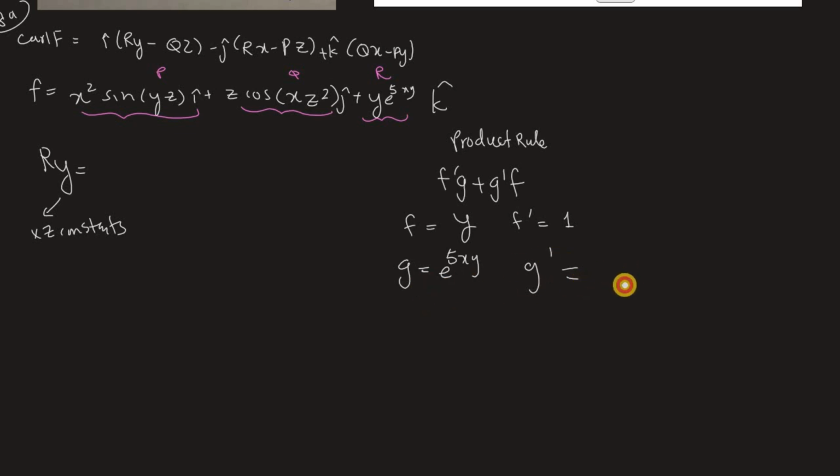So g prime, it's the same thing. First of all, it's the same thing, e to the 2x. So the derivative of e to the 2x is e to the 2x, and then multiply by the inside function. So what is this inside function? 2x. And the derivative of 2x is 2.